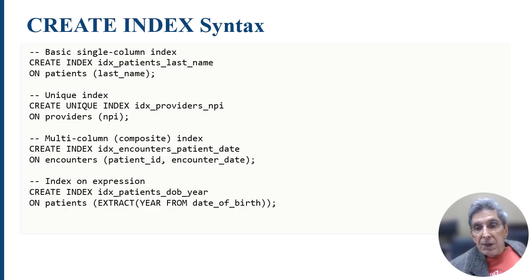And finally, the fourth is an expression index. Instead of indexing a column directly, we're indexing on the result of an expression, like in this case, extracting the year from the date of birth. This is useful when your queries frequently apply a function to a column using the where clause.